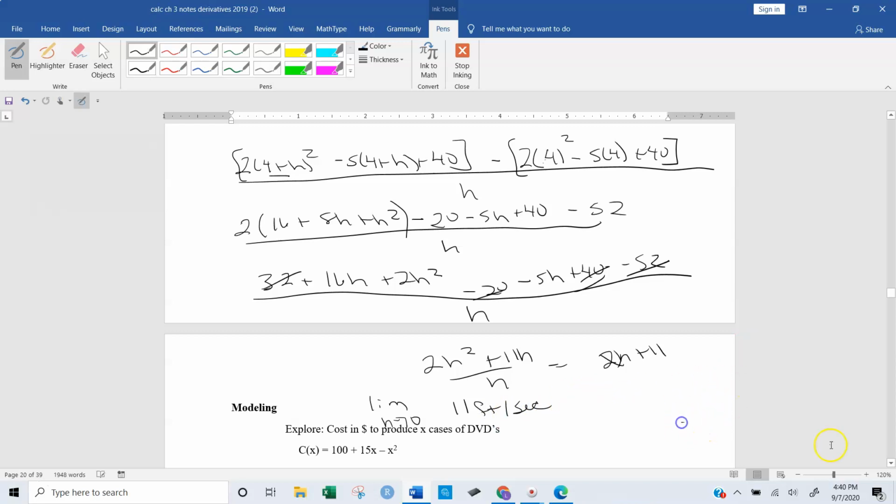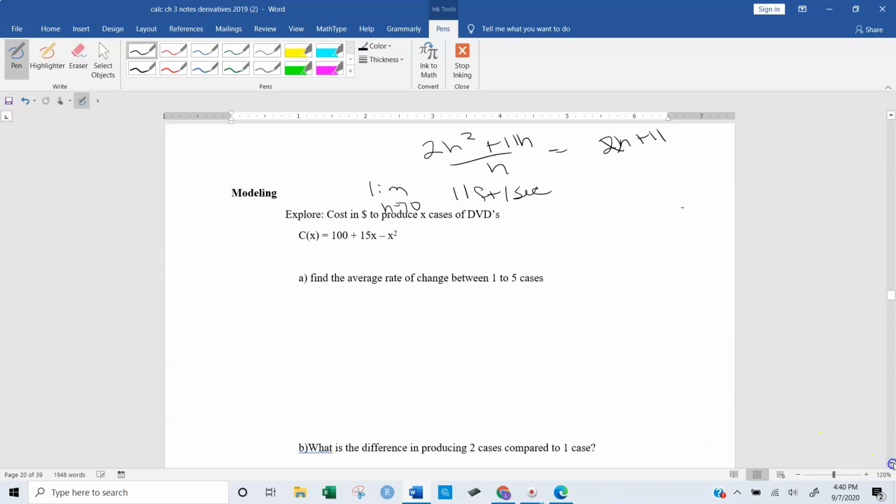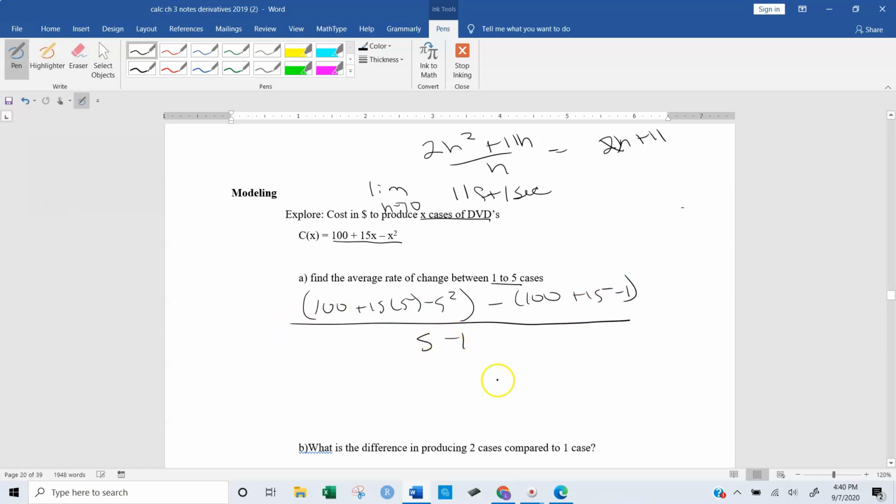All right, now let's go on with some DVDs and actually put this into some math. Our cost is 100 plus 15x minus x squared to produce x cases of DVDs. Find the average rate from 1 to 5. So that's the same as before. First we're going to plug in our 5. So 100 plus 15 times 5 minus 5 squared. That's our C of 5 minus our C of 1, which is 100 plus 15 minus 1, all over 5 minus 1. Plug that in your calculator and you should get $9 per case is the average from 1 to 5.